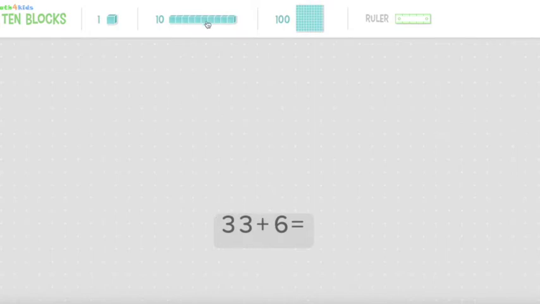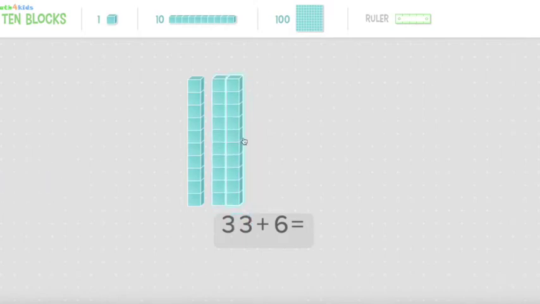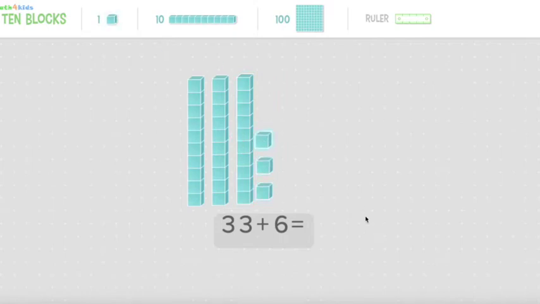So what you are going to do is you're going to start by drawing your tens. Now, how many tens am I going to put for the number 33? Let's see. I have 10, 20, and 30. So I have 30 now. But what else do I need? I need my ones. And how many ones do I need? 3, because the number is 33. So 1, 2, and 3. So now I've made the number 33, which is the first number of the equation.